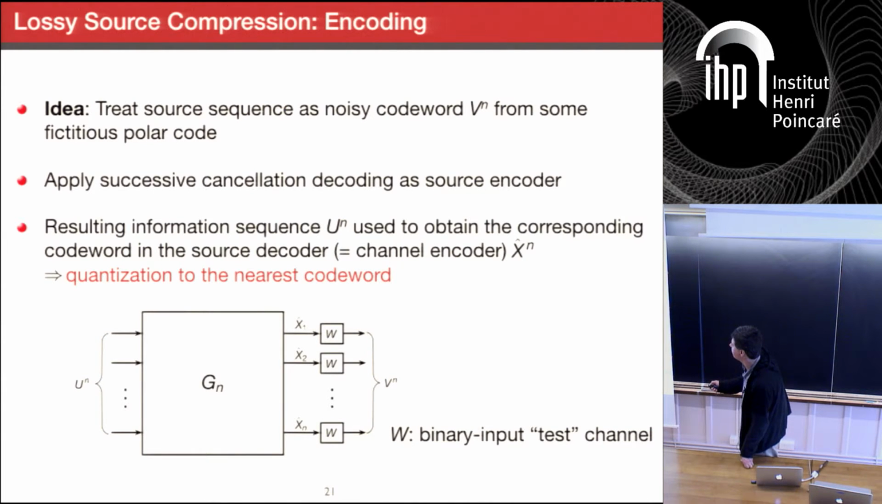At the source decoder, we simply take this u, the output of the encoder, multiply it with G_n, and get our codeword back, our reconstructed codeword.